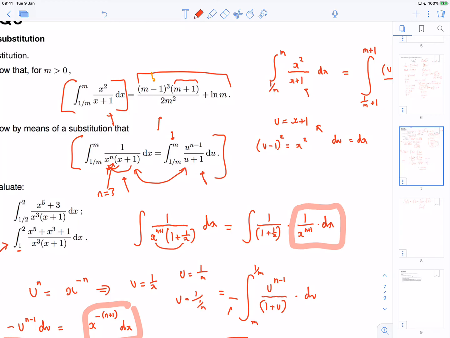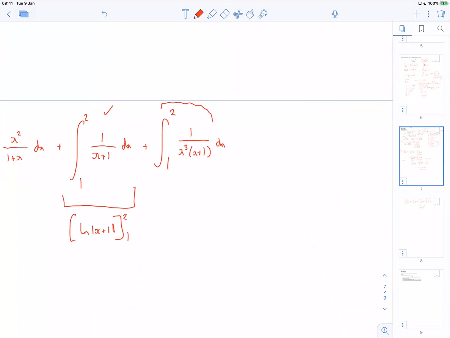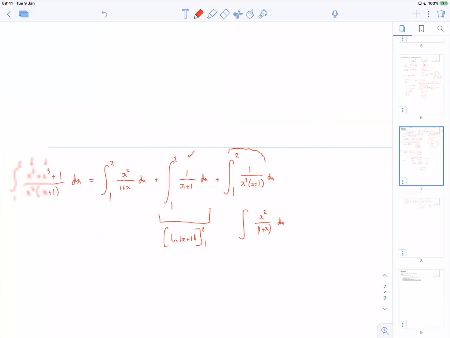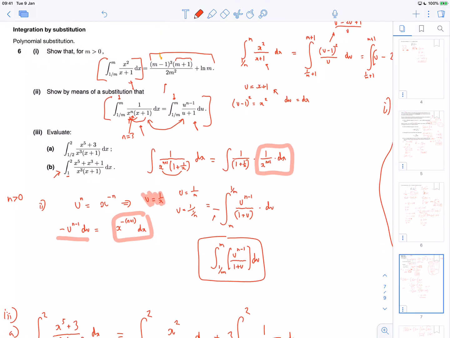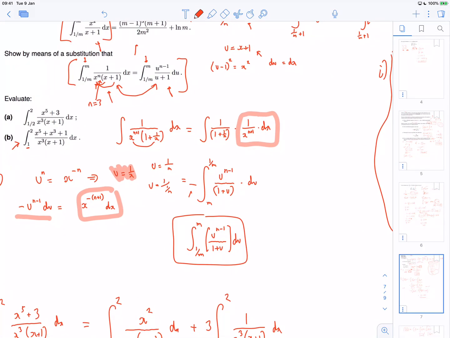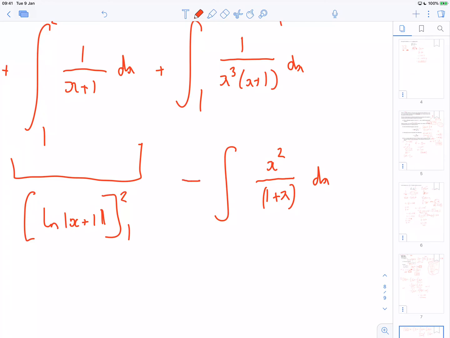The only difference is I have to be really careful with what my limits are now, because they're not going to be the same. So I know that this is going to be some integral of x squared over 1 plus x dx. But now I have to think about the limits carefully. Because what was the substitution I did here? The substitution was u equals 1 over x. Okay, and be careful, there was a minus out in front. So I'll put a minus there to begin with.